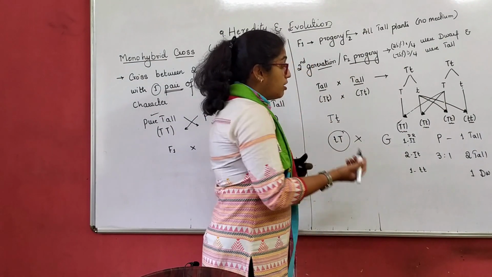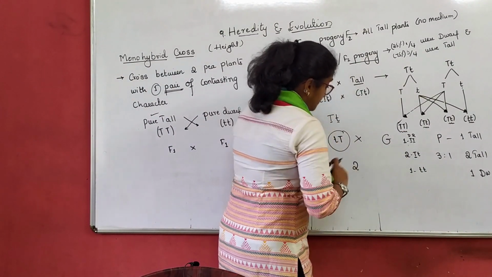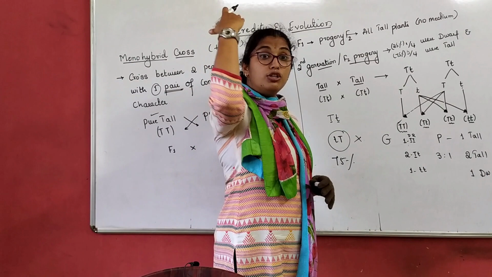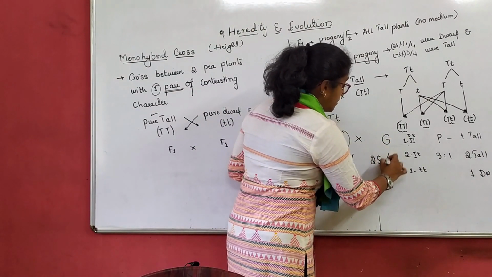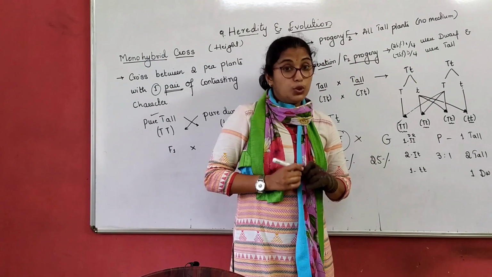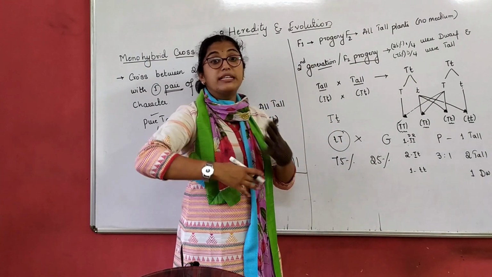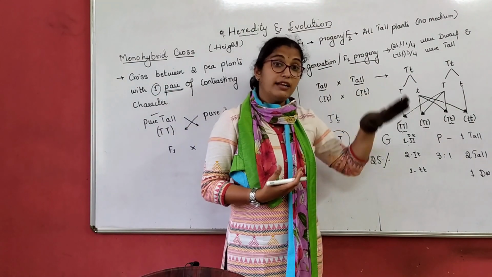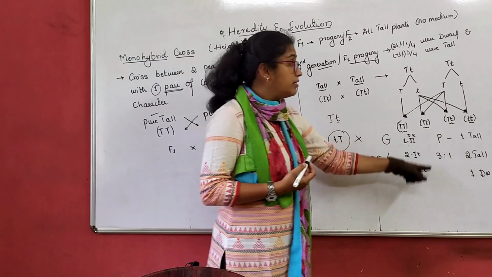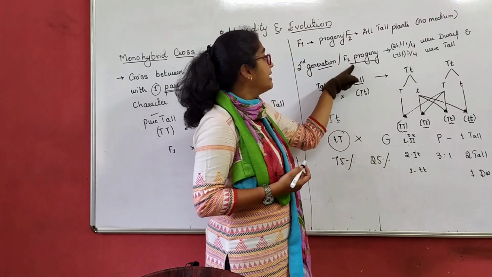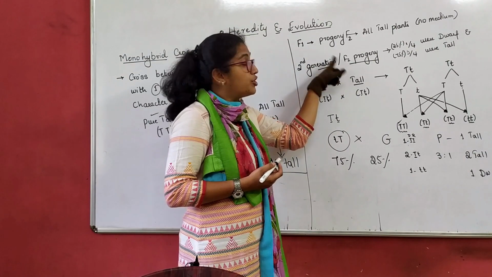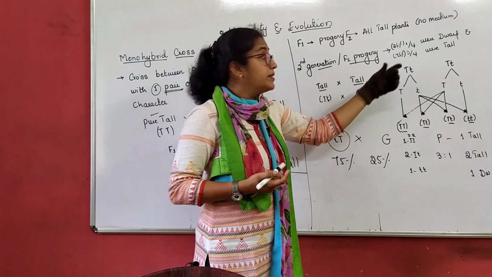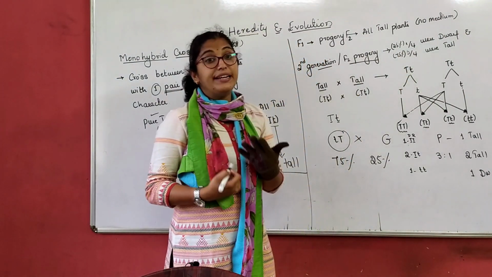That means I can always tell 75% of the plants are tall to 25% of the plants are dwarf. 75% have expressed themselves that they are tall, and here 25% are short. So they are in the ratio 3:1. That is what I have written here. In the F2 progeny, in second generation, whatever we get, 3/4 are tall, 75%, and 1/4 are dwarf, 25%.